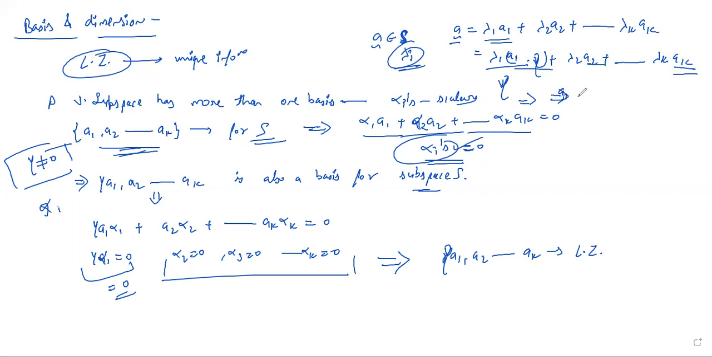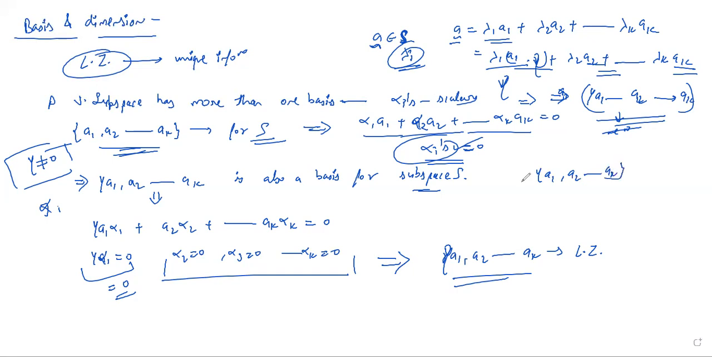So what did we get? The vector a can also be written as a linear combination of this new set of vectors gamma a1, a2 to ak. As these vectors are linearly independent and can represent the vector a as a unique linear combination, this set of vectors gamma a1, a2 to ak forms a new basis for the subspace S.